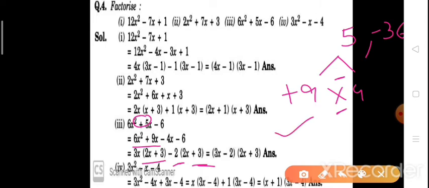Same is the case with the fourth part. Students, you can do it yourself. I am telling you again and again: if you come across any problem in solving these questions, you can ask me in the doubt session, or any time when you feel that you are not able to solve these questions.